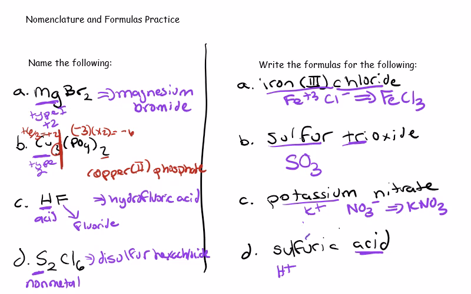And finally, the acid tells me H+. Sulfuric tells me it came from ate, so sulfate, again, one of our polyatomics. And then anytime with charges, we need to make sure it adds up to 0. So that comes to H2SO4.